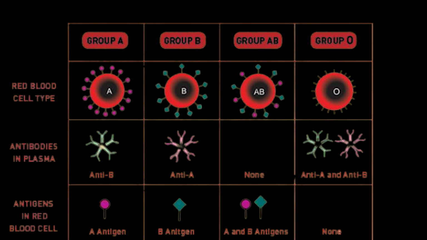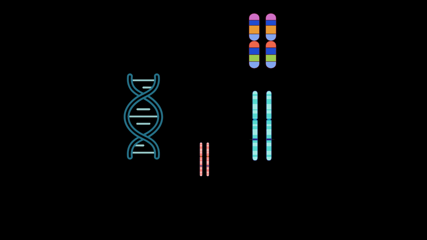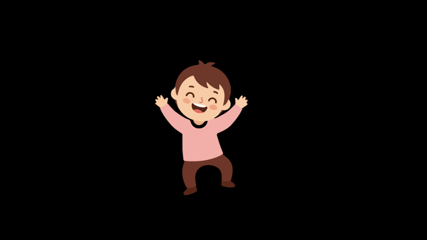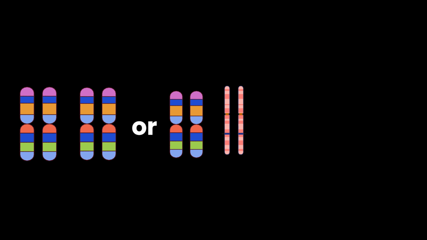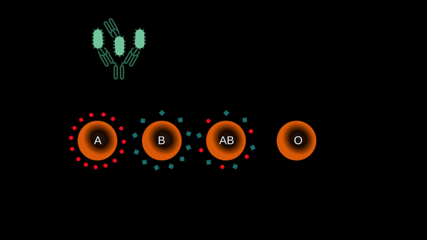Genetically, the ABO system is controlled by a single gene on chromosome 9. This gene has 3 alleles, A, B, and O. A and B are codominant, meaning if you get both, they're both expressed. O is recessive, meaning it only appears when you get 2 O alleles. So your genotype possibilities are AA or AO type A, BB or BO type B, AB type AB, OO type O. Your blood type is simply which antigens your body builds.